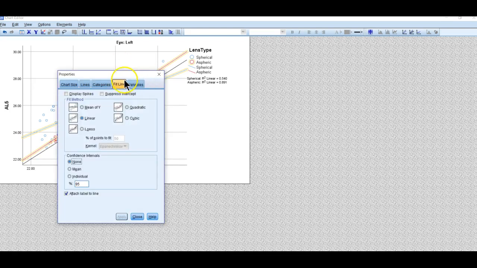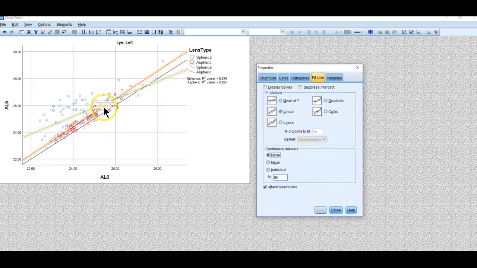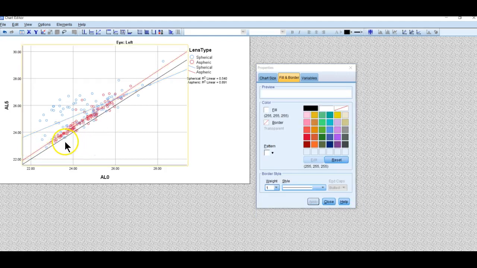We get the equation inconveniently located in the center here, so let's get that out of there. I'm going to click on Attach Label to the line to get rid of that check mark, apply it, and the equations go away. Now we can see that for the aspheric group, the people are pretty much clustered. In this other group, we have a lot more variability.